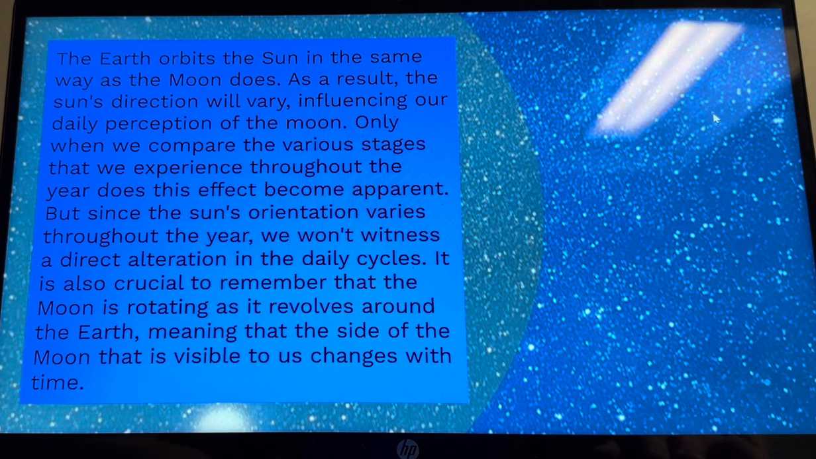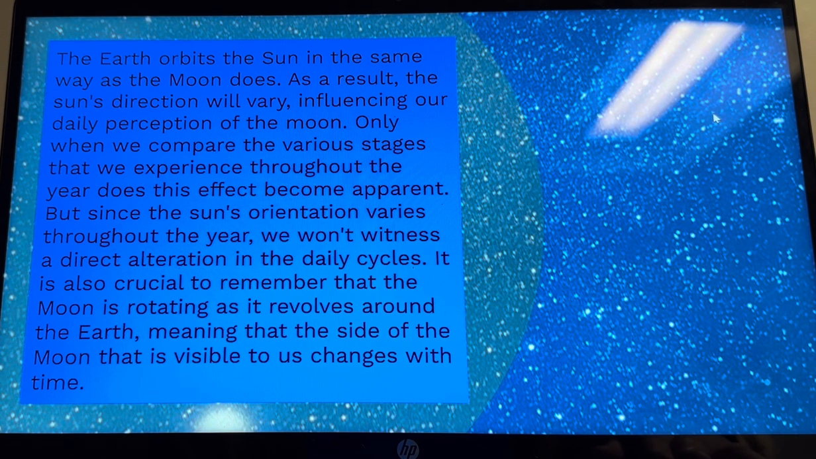The Earth's orbit. The Earth orbits the sun in the same way the moon orbits the Earth. As a result, the sun's direction will vary, influencing our perception of the moon. Only when we compare the various stages that we experience through the year does this effect become apparent. But since the sun's orientation varies slowly through the year, we won't witness a direct alteration in the daily cycles.